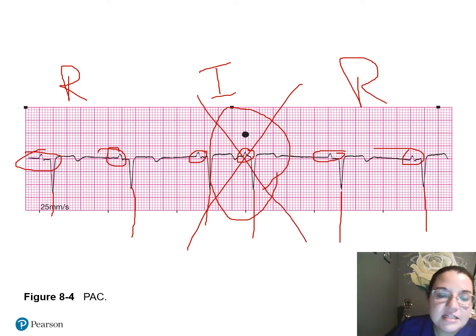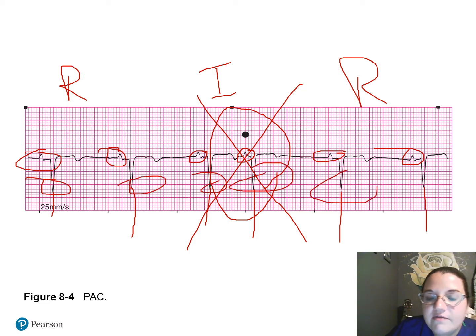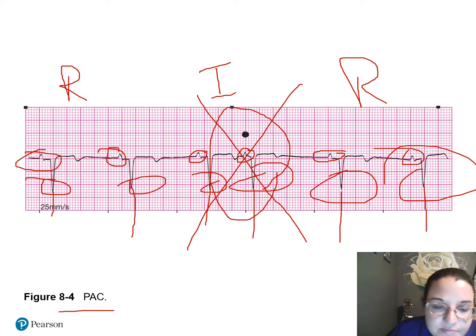Okay, and so we have QRSs. We are irregular. My heart rate, for this one, 10, 20, 30, 40, 50, it is 60. But remember, for a PAC, it can happen at any rate. My PR interval, we can figure that out. We would just quickly calculate it from the beginning of the P to the beginning of the QRS and multiply that times 0.04 seconds. And then your QRS is from the beginning of that QRS to the end of that QRS.